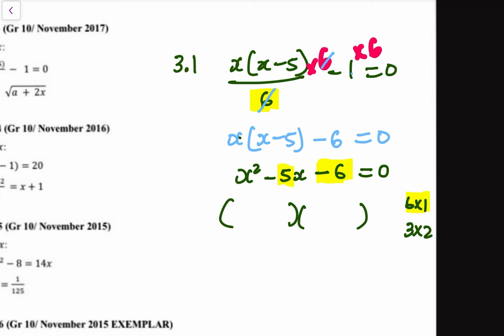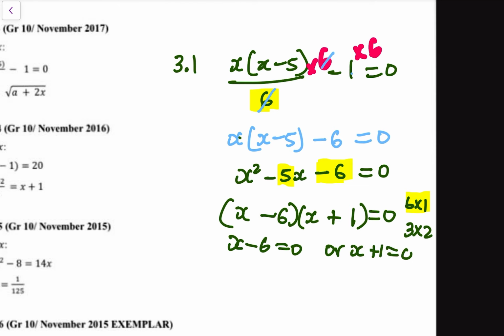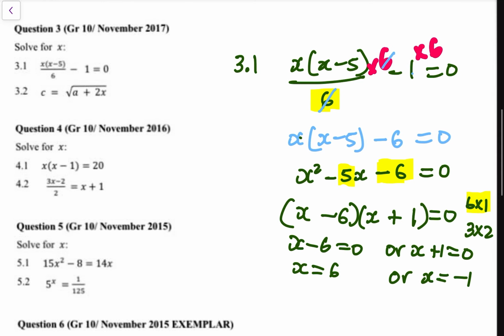It will be 6 and 1, because 6 minus 1 is 5. So we are going to have x and x, 6 and 1. The last term is negative, so the signs are different. But the bigger number will correspond with the middle term, so it is minus and plus. So x minus 6 is equal to 0, or x plus 1 is equal to 0. So transpose 6, so x is equal to positive 6, or x is equal to negative 1. Okay. Let's move to 3.2.